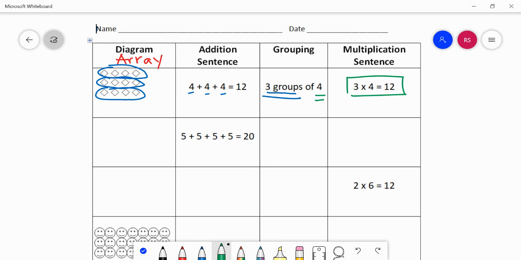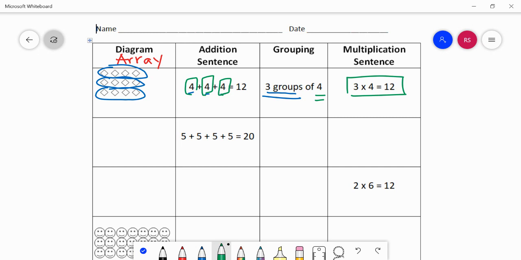Let's take a look here at the addition sentence. It gives us 5 plus 5 plus 5 plus 5 equals 20. And we have to draw an array to represent that and then come up with a multiplication sentence. So let's think about this. Let's go back to our example up top. Our example up top showed that we had 3 groups of 4. This was one group of 4, another group of 4, and a third group of 4, right?